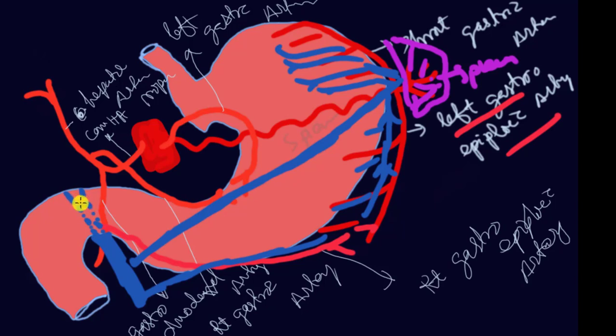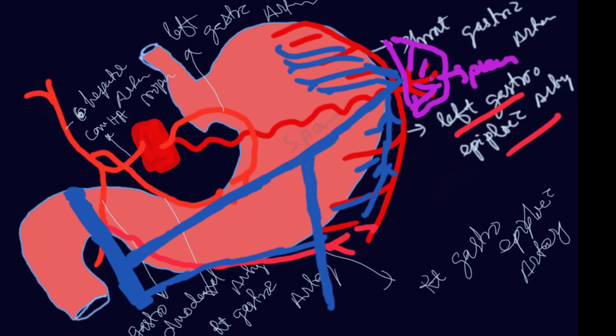So here you will find the superior mesenteric vein, which receives blood from the splenic vein. The splenic vein drains to the superior mesenteric vein. The right gastroepiploic vein drains to the superior mesenteric vein. Remember, here you will find another vein, the inferior mesenteric vein, and that also drains to the splenic vein.